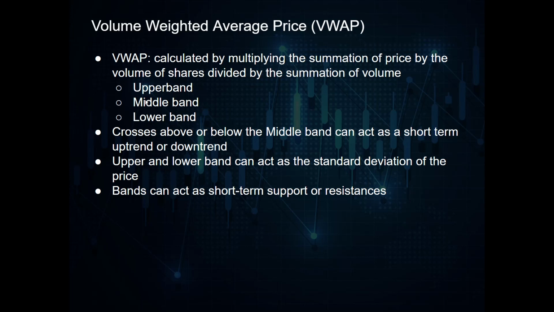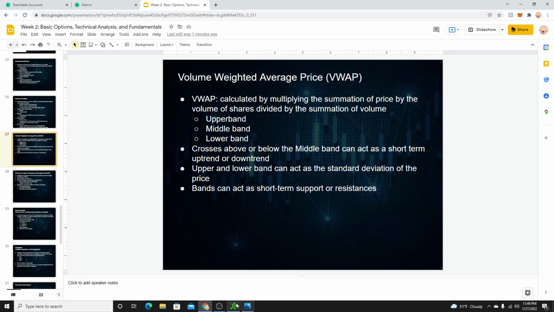The middle area, which we'll focus on more here, is used as a short-term trend identifier. Anytime you have crosses above or below the middle VWAP, it can act as a short-term uptrend or downtrend. And like I said earlier, the standard deviation bands for the upper and lower ultimately act as short-term support and resistance. So let's show VWAP in action here.